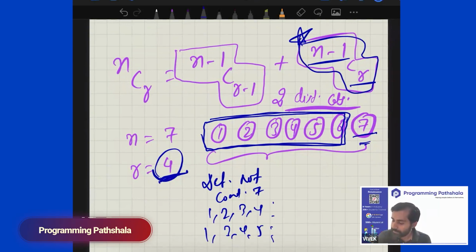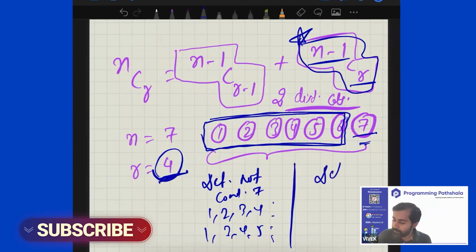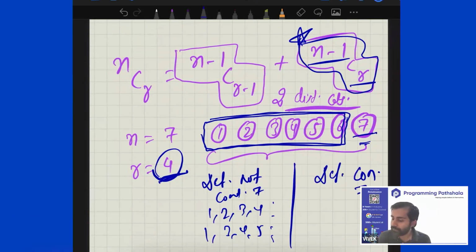Now there is another category which definitely contains 7. There what we are saying is that out of these n minus 1 items, I will not pick r items. I will pick r minus 1 items only. So I will pick 3 items only. Let's say 1, 3 and 4. And the last item will be 7. Or let's say I pick 3 items, 1, 2 and 3. And the last item will be 7.